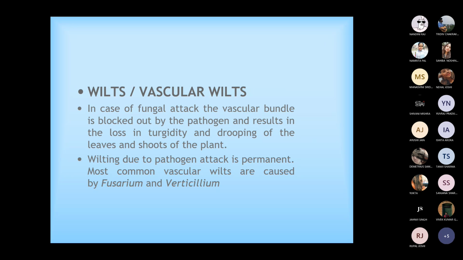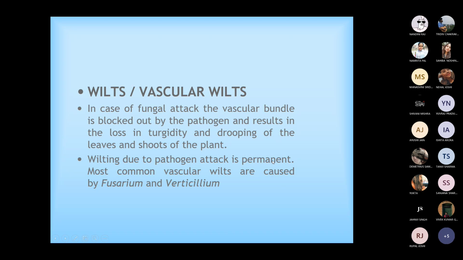So in case of a fungal attack, the vascular bundle is blocked by the pathogen, and that results in loss of rigidity, right? So the plants droop, it looks exactly as if they have died. Like sometimes in summers you may have noticed your plants, right? In your pots, if you don't water them, they seem to be drooping. So that is a wilt. But wilt due to loss of water is a temporary wilt. It will recover when you give water. But wilting due to the fungi is a permanent one. It will not recover, because the infection is there, right? So wilting due to pathogen attack is permanent.